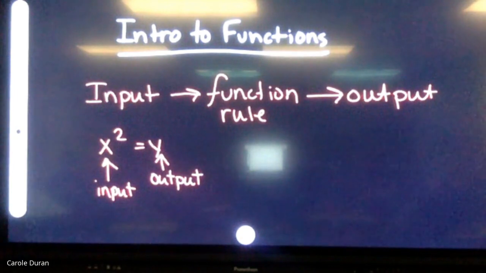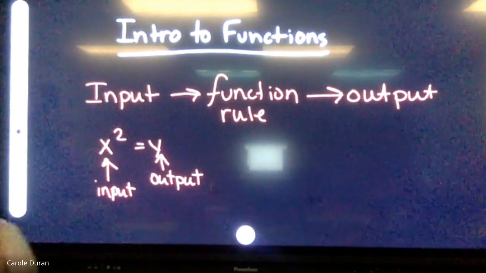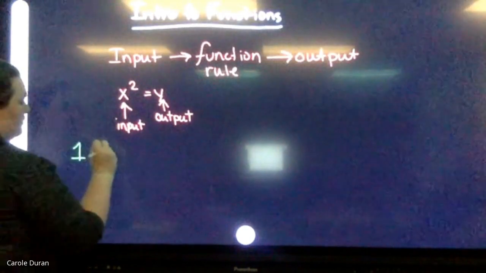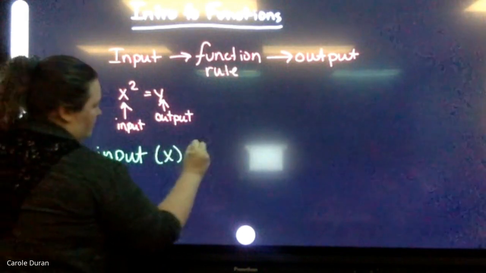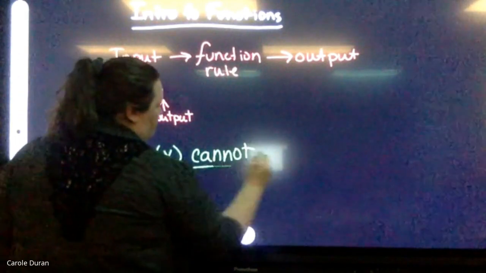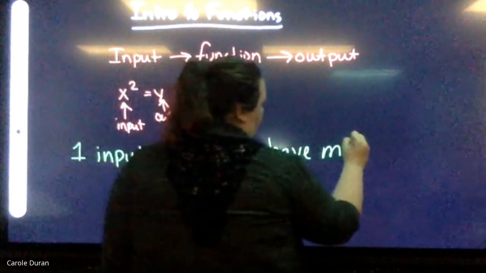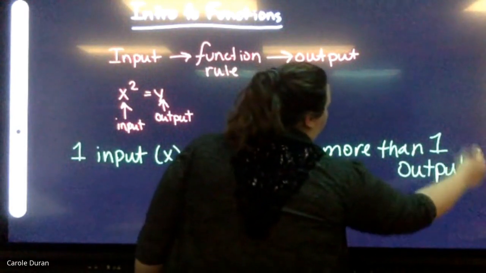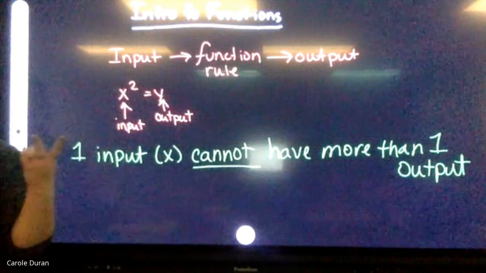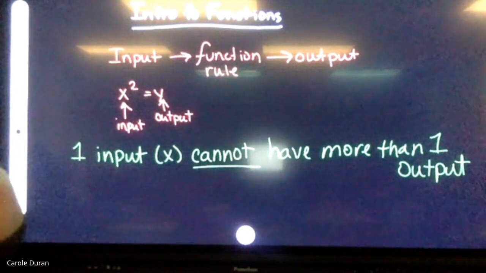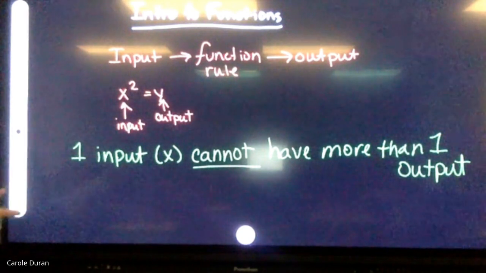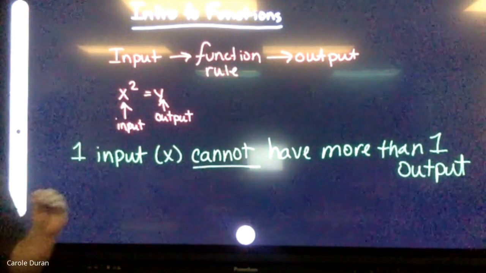So on a function, one input, x, cannot have more than one output. If I plug 3 into a function, I can't get 2 answers. That can't work. I can have 2 x's that go to the same answer, y, but I can never have one x that gives me 2 y's. If that happens, it is not a function.